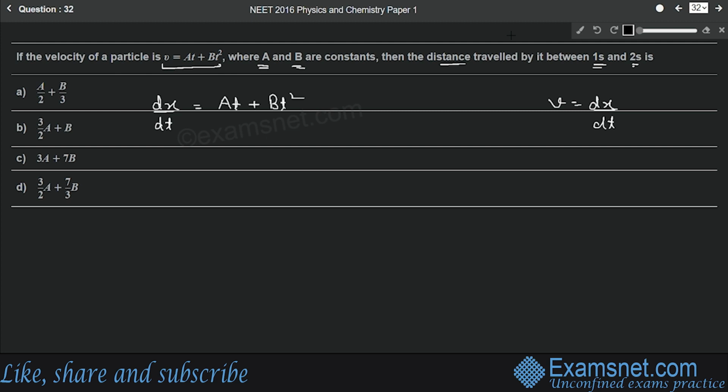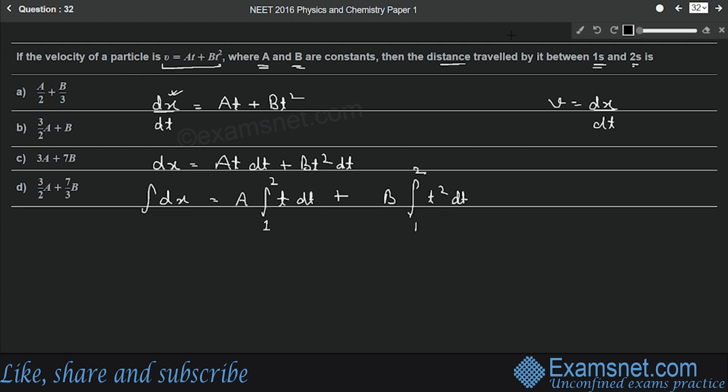Now we have to find out the distance, that is x, between 1 second and 2 second. So dx equals to at dt plus bt square dt. Now we have to integrate both sides. So integration of dx will be equal to a integration of t dt, because a is a constant. Okay, and it will be between 1 second and 2 seconds, plus b also outside because this is a constant, and then integration of t square dt between 1 second and 2 seconds.